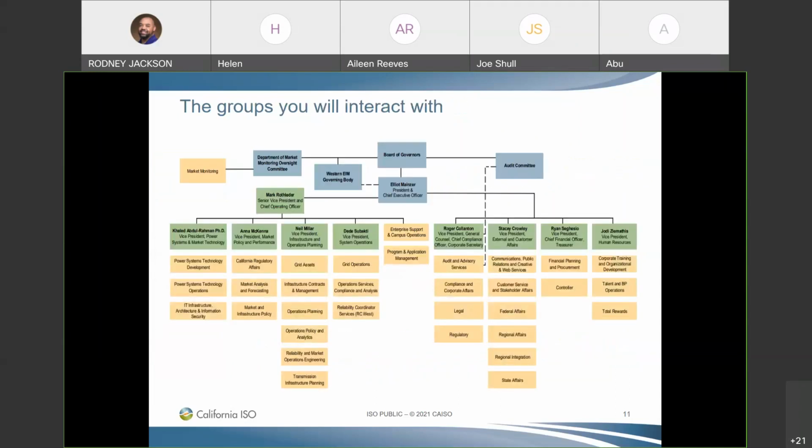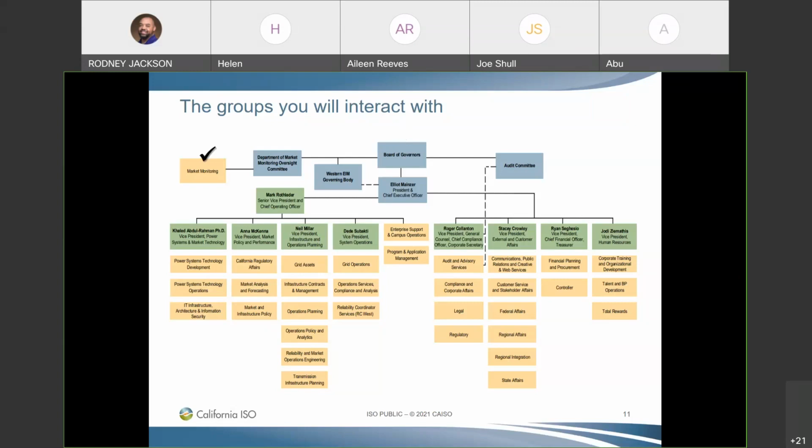So now, how are things run here at the ISO? I'm going to show you a chart so you can see some of the people you'll be working with here at the ISO. The first thing is the Board of Governors, the relationship between the departments, committees, and regional entities. Now, our board is comprised of 5 members that each serve a staggered 3-year term and are appointed by the California governor.